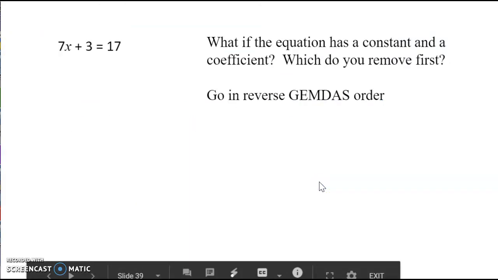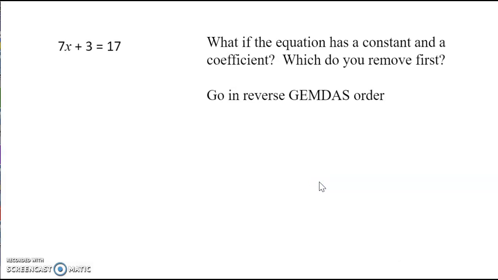Okay, what if the equation has a constant and a coefficient? Which do we remove first? Okay, so here: 7x plus 3 is equal to 7. You need to be thinking about what is being done to x. 7 is being multiplied to x first because of the order of operations, and then 3 is being added to it.